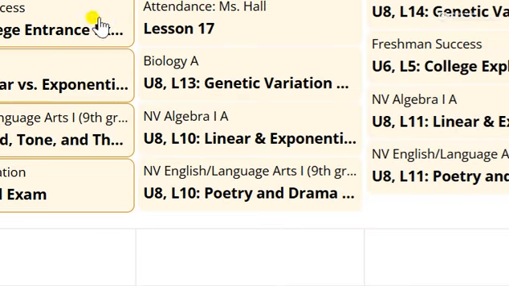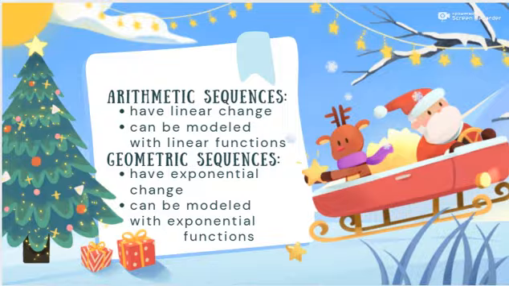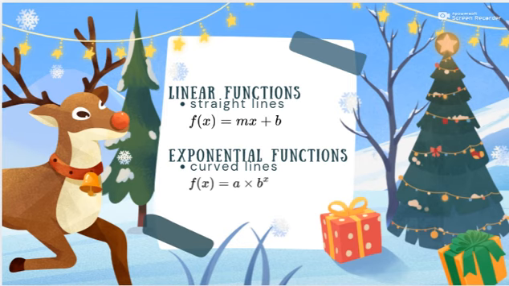We're on Unit 8, Lesson 9, Linear versus Exponential Sequences. Algebra is torture, but the whole first section of this lesson is review, so it should be easier. Arithmetic sequences have linear change and can be modeled with linear functions. Geometric sequences have exponential change and can be modeled with exponential functions.